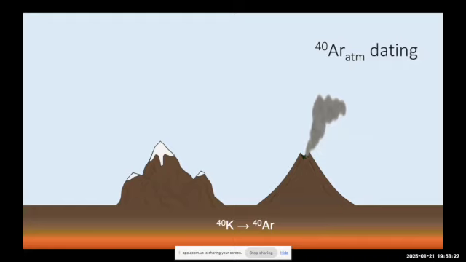And so the way that this works is that potassium is an element that exists in the crust and mantle. And one of the isotopes of potassium, potassium-40, is radioactive, and it radioactively decays into argon-40. So this argon-40 remains in the rock and mantle until processes like weathering and erosion and magmatic degassing release it. And once the argon-40 is released, it stays in the atmosphere and it continuously accumulates with time.